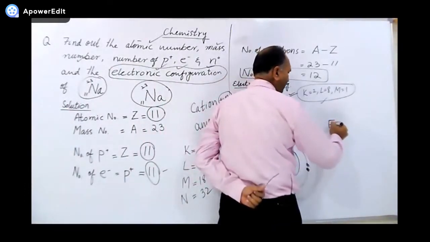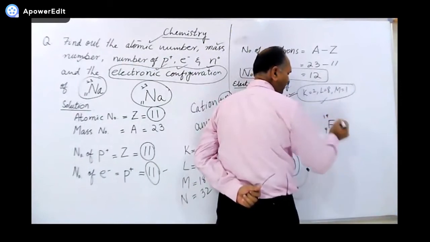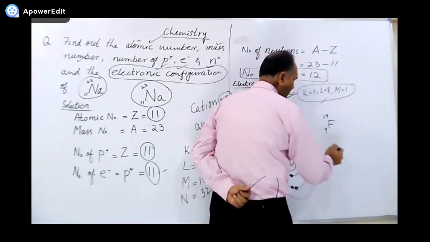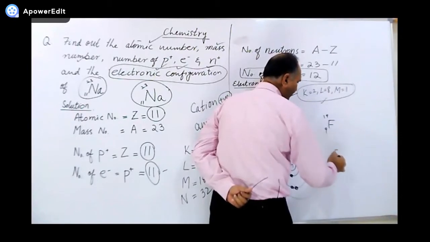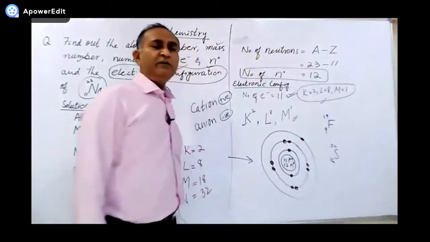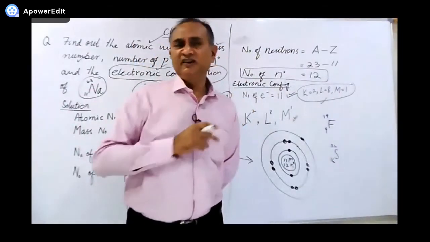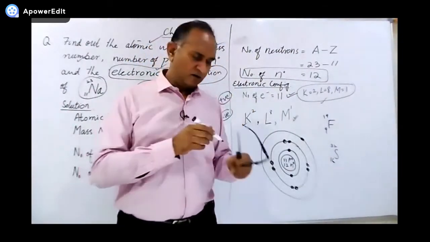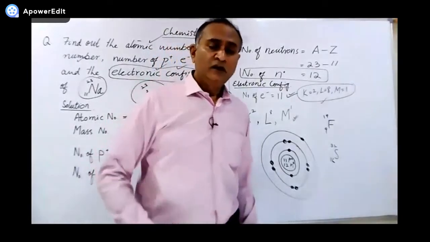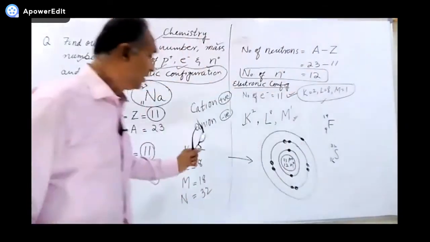Fluorine 9, 19, and maybe sulfur 16, 32. On page number 57, you can see questions like this. Okay? Check.